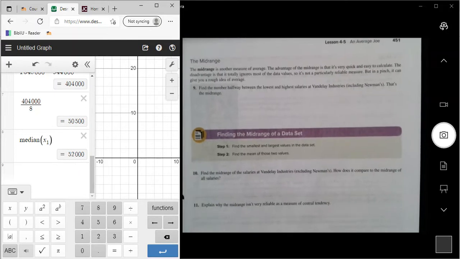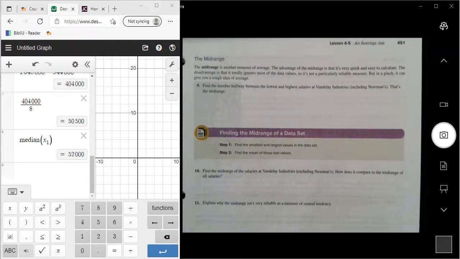Now we come to page 451. The mid-range is another measure of average. The advantage of the mid-range is that it's very quick and easy to calculate. The disadvantage is that it totally ignores most of the data values. So it's not a particularly reliable measure, but in a pinch, it can give you a rough idea of average. Number 9, find the number halfway between the lowest and highest salary in Vandelay Industries, including Newman's. That's the mid-range.